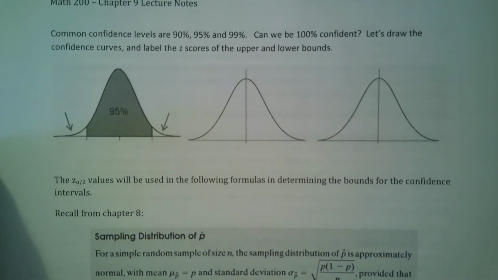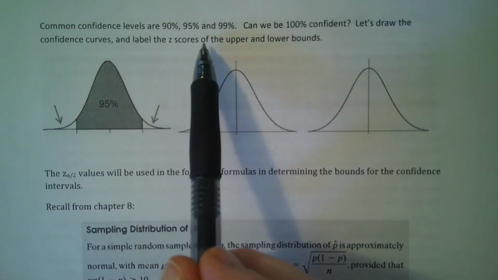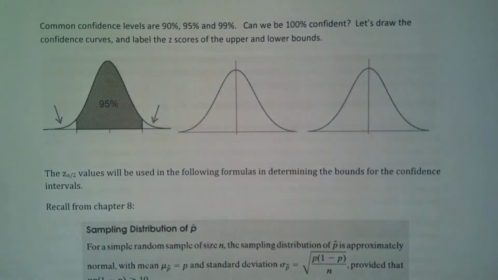Okay, so keeping on with this notion, let's dive in just a little bit deeper. In this particular page, we're talking about common confidence levels. 90, 95, and 99 are the three most common confidence levels that we discuss in this book. Can we be 100% confident ever? And the answer is going to be no. We can never ever be 100% confident of anything. The closest we can get is 99 or 99.9%, but there's always a risk of being wrong.